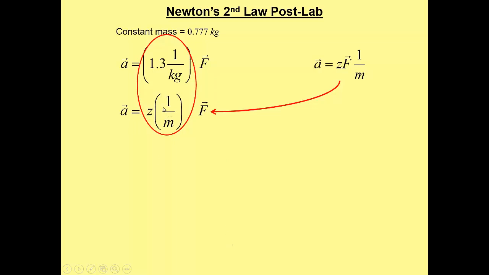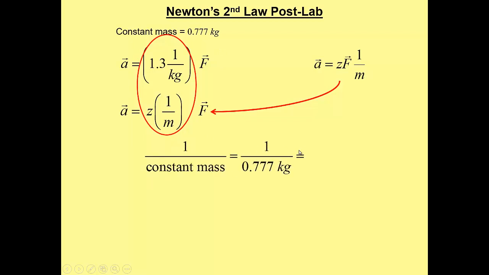Well, note here that this has 1 over the mass. And in this part of the lab, we kept the mass constant. We know what that constant mass is. And please use yours, whatever yours was, if yours wasn't exactly like mine, and that'll help you match what you got. So let's see what 1 over that constant mass is.